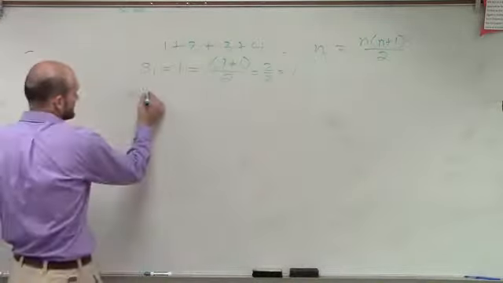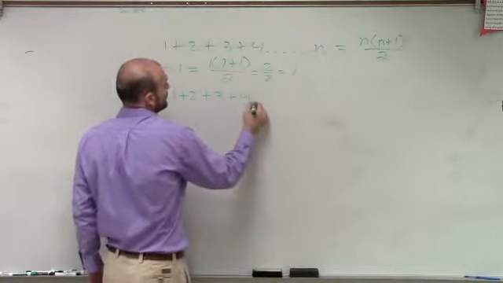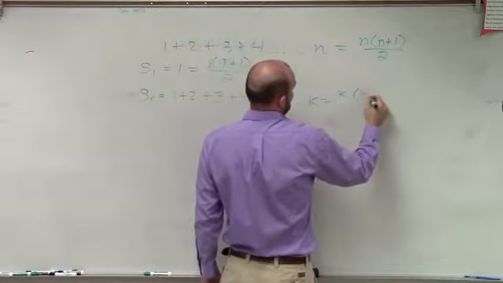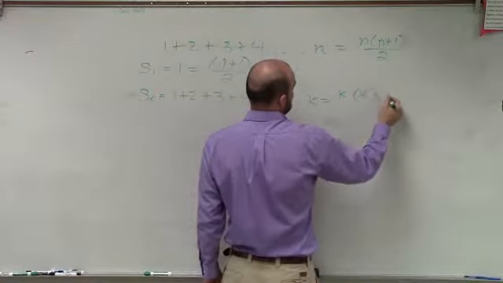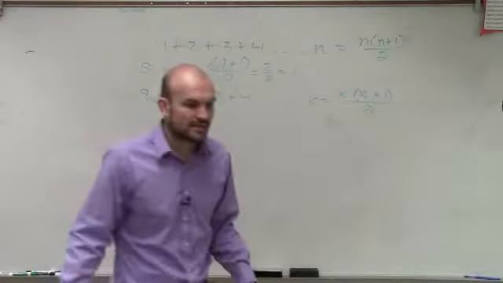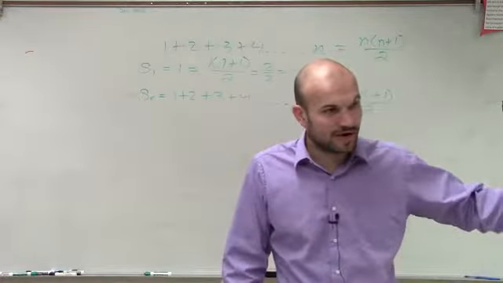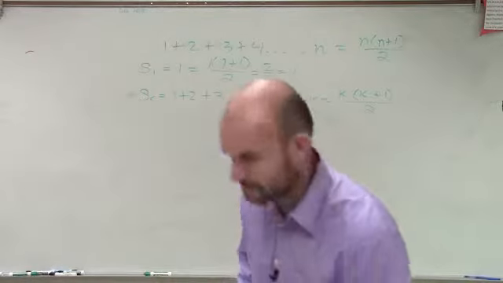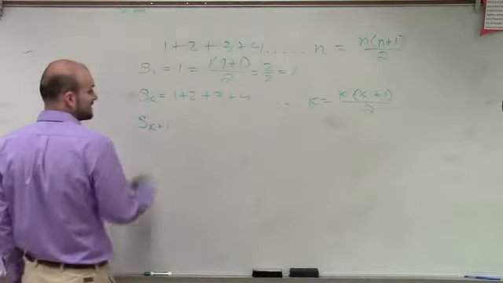Now, let's see if we can prove it for k. So we say S of k equals 1 plus 2 plus 3 plus 4 dot dot dot up to k, which equals k times k plus 1, divided by 2. Now, if it's true for k, is the next term, k plus 1, going to give us S of k plus 1? So let's figure out what S of k plus 1 is.